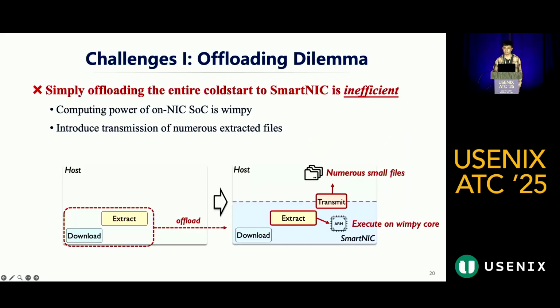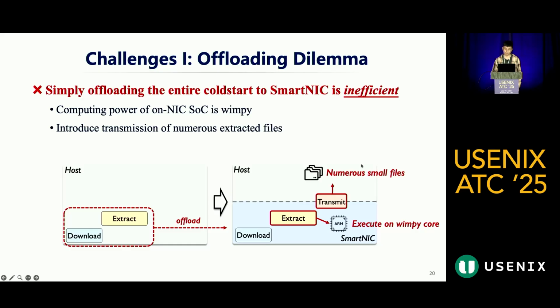The first challenge is the offloading dilemma. On the one hand, the ARM cores on the SmartNIC have limited computing power and struggle with compute-intensive tasks like extraction. On the other hand, performing extraction on the NIC triggers massive small files transferred to the host, which consumes a lot of PCIe bandwidth.